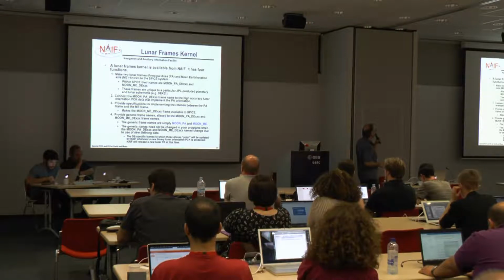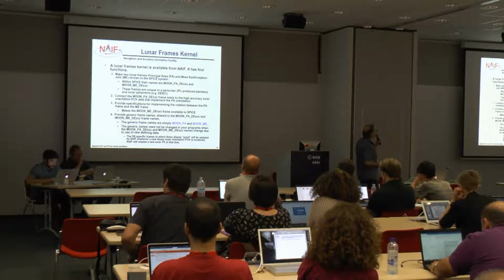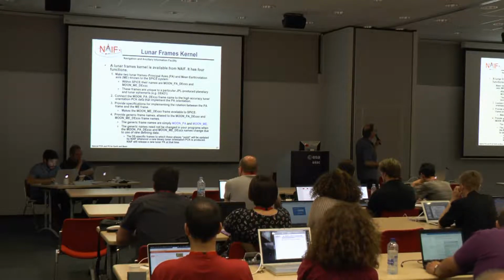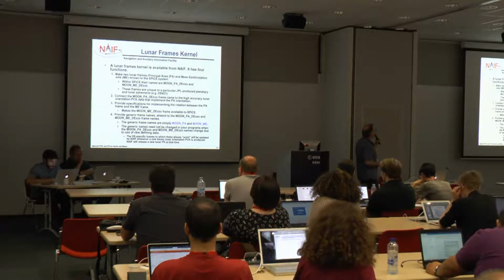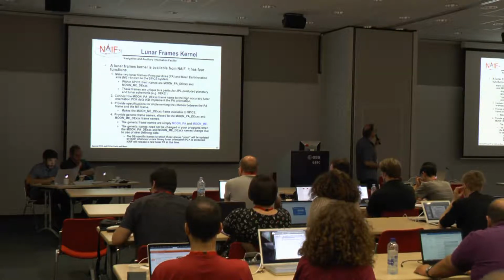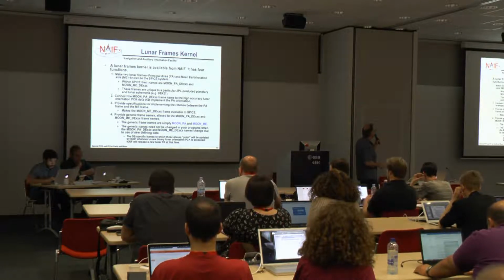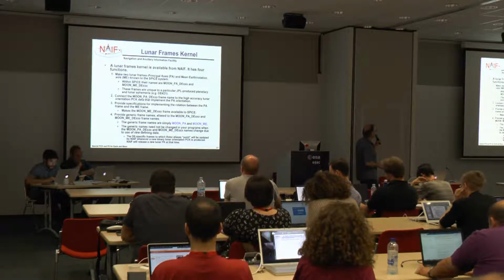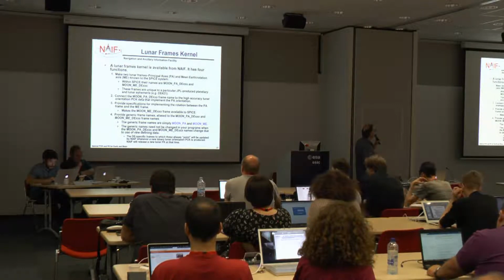These frames are unique to a particular JPL-produced planetary lunar ephemeris. So these are the ones that have the DE in their names. Now, the lunar frames kernel also connects the moon principal axis frame to the high accuracy lunar PCK data implemented in the principal axis frame orientation. And it provides specifications for implementing the rotation between the PA principal axis and mean Earth frame. It makes the moon ME DE XXX frame available to SPICE.